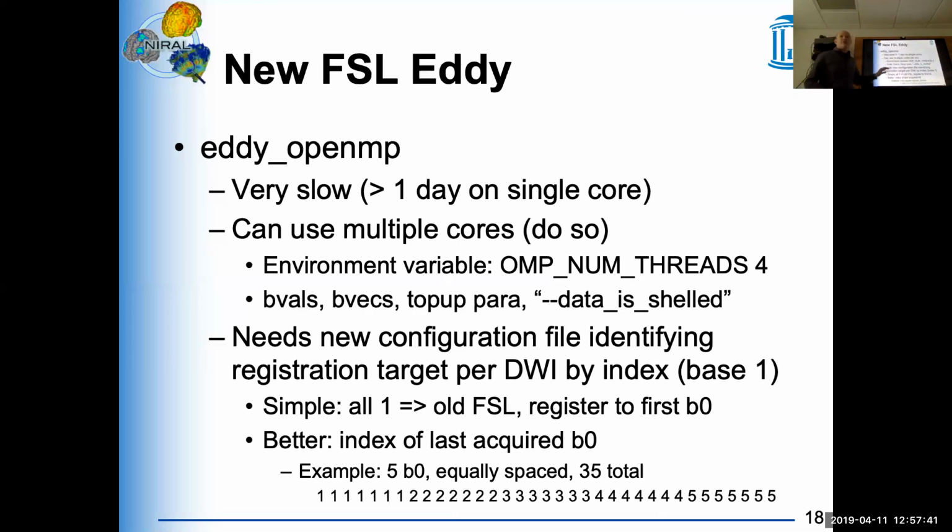In addition, it needs a new configuration file for the motion correction. Rather than correcting just to the first B0, it does something much smarter. You can do the old style, just to the first B0, by having all 1s in this new configuration file. What you put in there is the index, base 1, of the volume that you want to register to for the motion correction. So, for example, if I have 5 B0s in a 35-directional scan, and they're all equally spaced, the first one registers to itself, then I put all the 1s here, which means all of these go to this one. Then I do all the 2s, then all the 3s, 4s, and 5s.